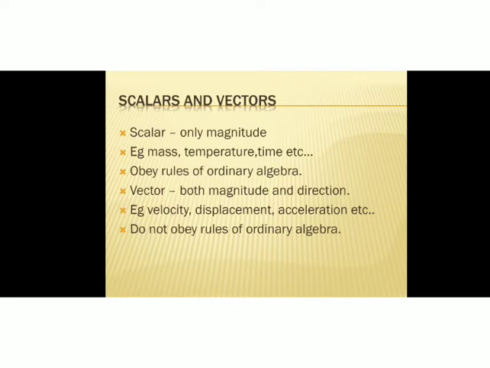But vectors are those quantities which have both magnitude and direction. Examples of vectors are velocity, displacement, acceleration, etc. So many other quantities are there. And they do not obey the rules of ordinary algebra. That means they cannot be added, subtracted, multiplied or divided just like ordinary numbers. So some special laws have to be applied in order to multiply, divide, add or subtract vectors. And we will discuss more about such laws in this session itself.